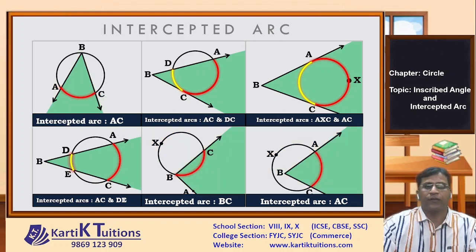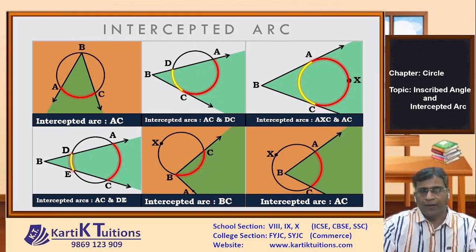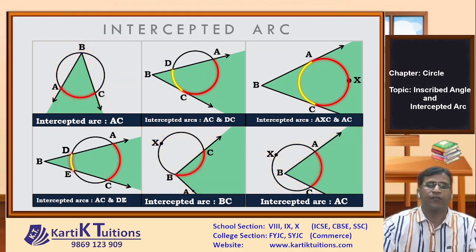Now observe these three figures carefully. Look carefully, very carefully. Do you see something common? Yes sir, what's common? All three figures have only one intercepted arc. Yes. And if you observe the position of the vertex of the angle, it is on the circle or inside the circle. So basically, whenever the angle is on the circle or inside the circle, it will have one and only one intercepted arc. Whereas if you observe these three figures, you will observe that all these three figures have two intercepted arcs.